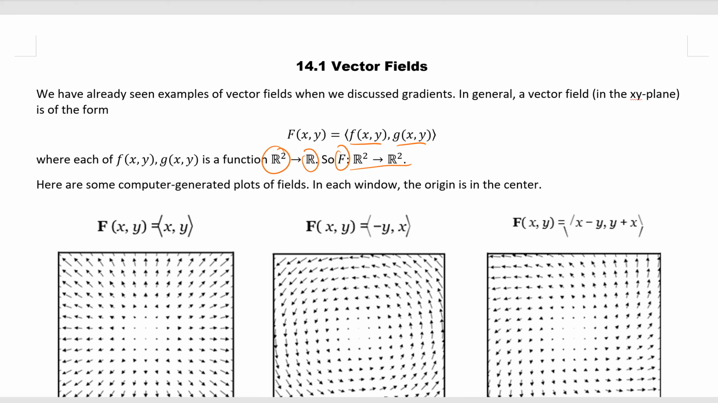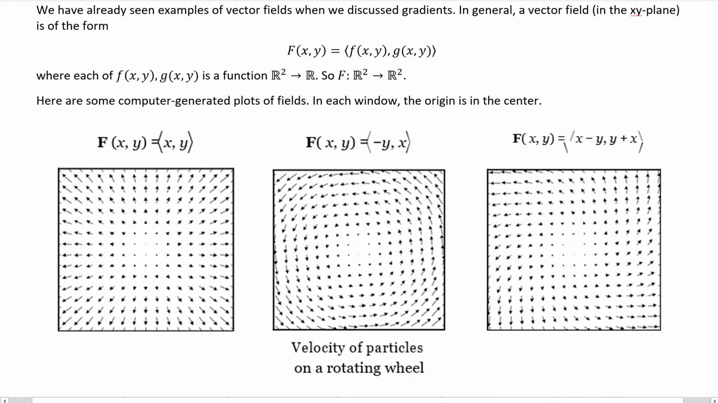Here are some computer generated plots of fields. In each window, the origin is in the center. When we draw the vector fields, notice that the length of the vector is not to scale, because we don't want the arrows to overlap each other, so we usually make the scale a little bit smaller. Let's look at the first one, and we know the origin is in the middle.